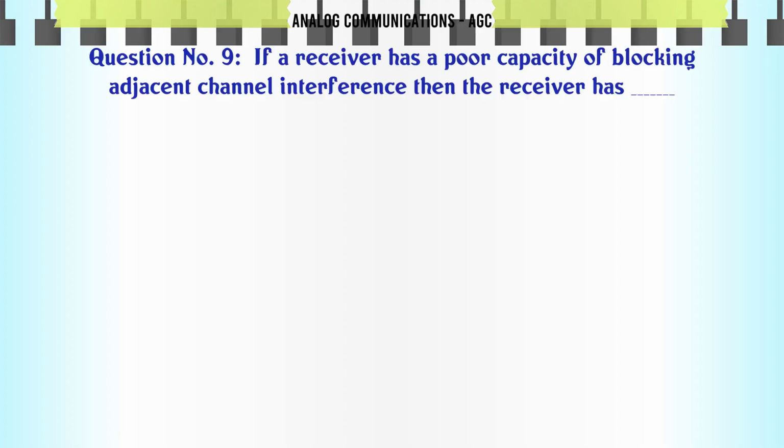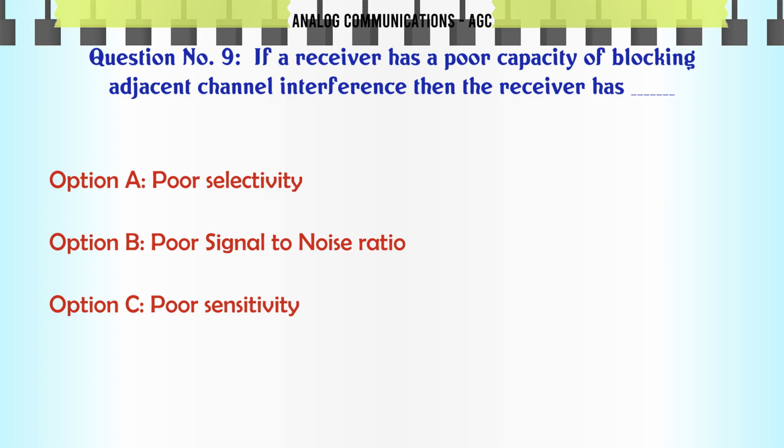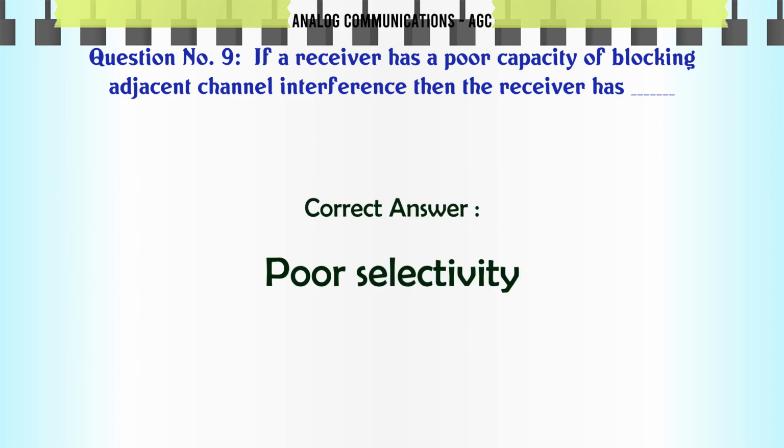If a receiver has a poor capacity of blocking adjacent channel interference, then the receiver has A. Poor selectivity, B. Poor signal-to-noise ratio, C. Poor sensitivity, D. Poor fidelity. The correct answer is poor selectivity.